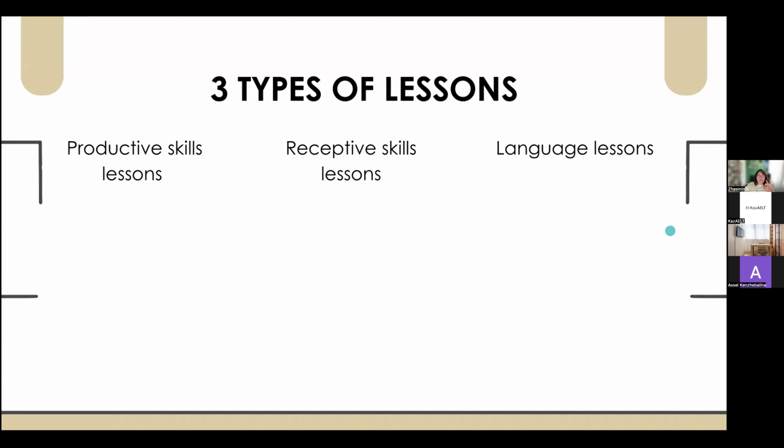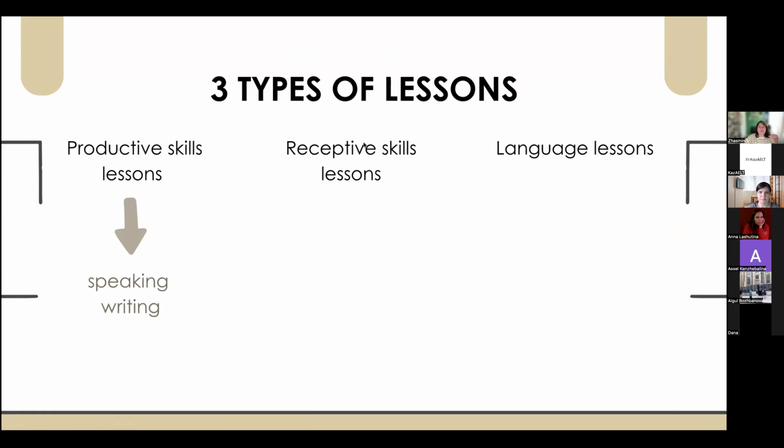Now, there are three types of lessons we have. I think we're all familiar with it. It's the productive skills lesson, receptive skills lesson, and language lesson. Who can help me? What types of skills do we put in the productive skills lesson? You can write in the chat. I will wait. If you want to, you can use your microphone and answer. Speaking and writing. Yeah, good job. Absolutely, you are correct. We have speaking and writing. Why? Because we produce something, right? Productive skill, we produce something.